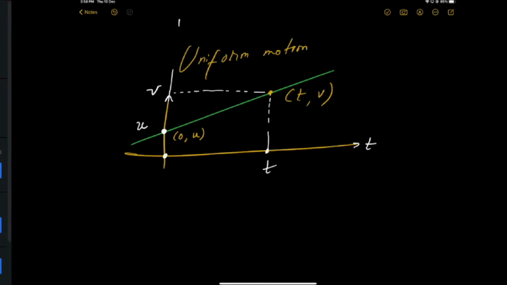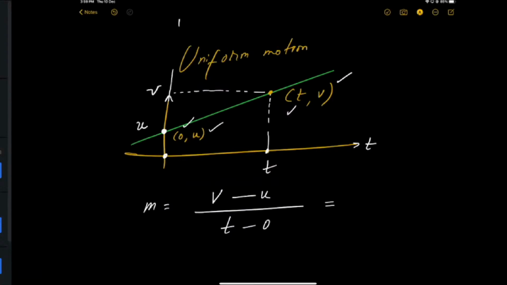Now what is the formula for slope? I can take any two points on a straight line and find the slope. I need not find the derivative. I can use the derivative formula, but here it is not required. So what is the formula for slope? (y2 minus y1) by (x2 minus x1). What is y2? v. What is y1? u. By x2 minus x1. What is x2? t. Minus what is x1? 0. So this is the slope.